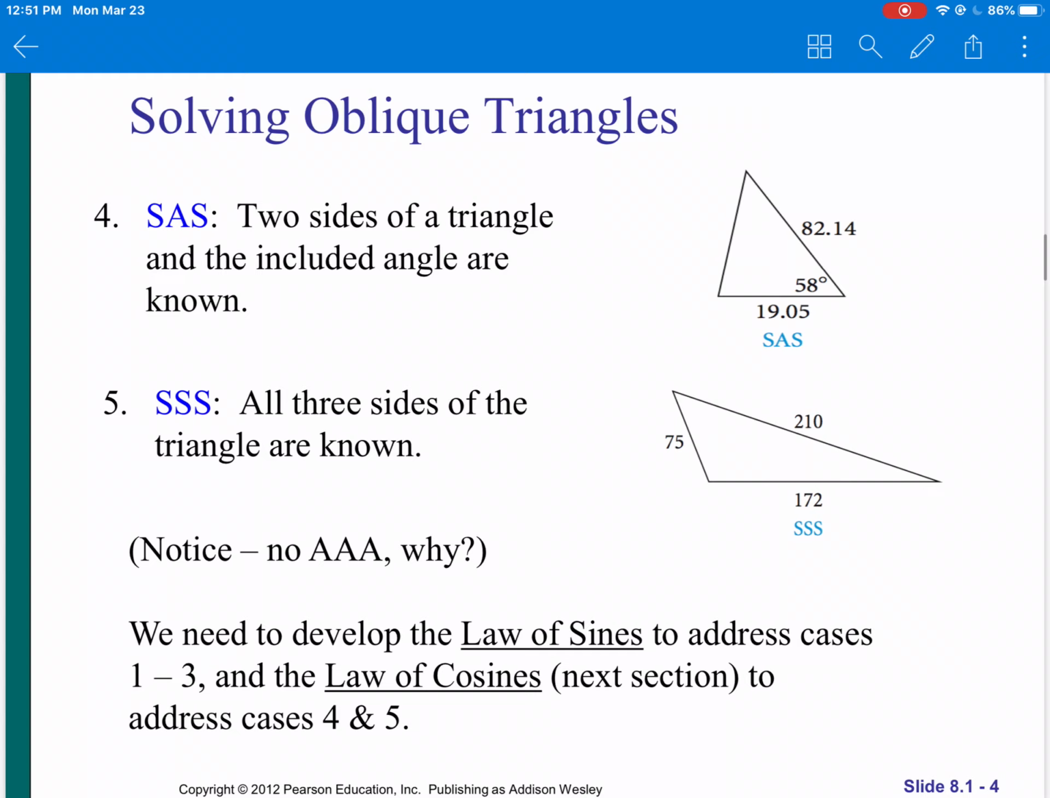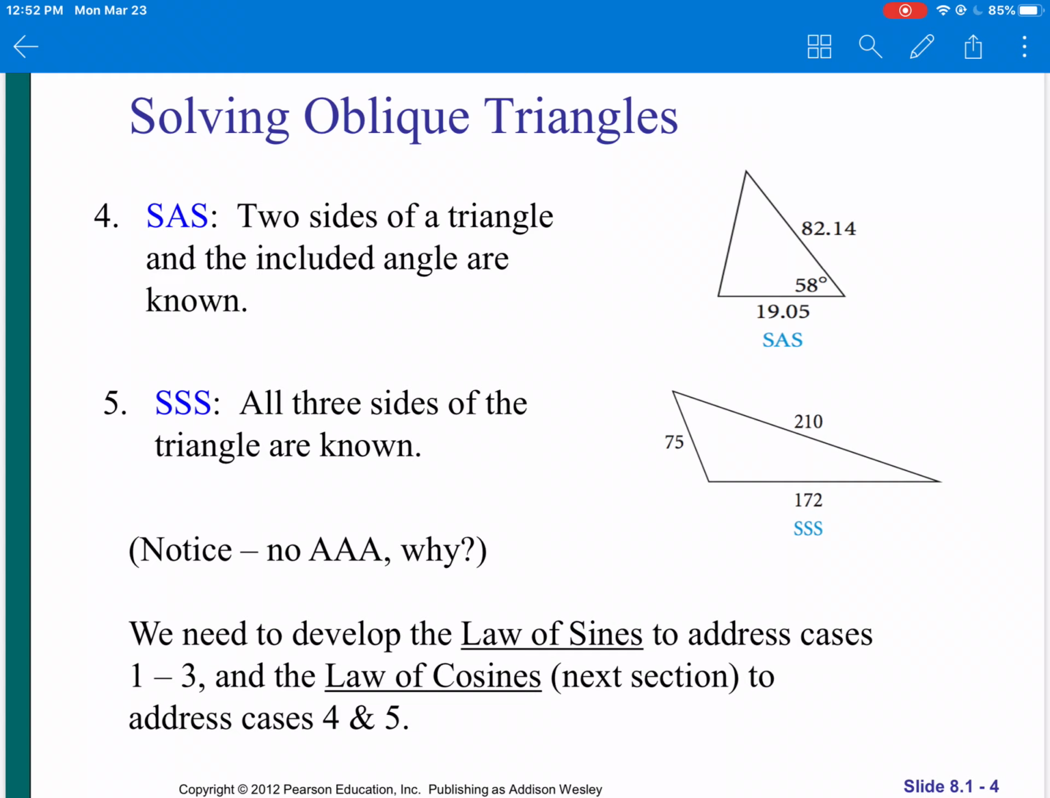Now, we said initially you had to know the length of at least one side. The reason that there's no AAA case, if you think back to when we talked about similar triangles, is that you could have triangles that have the same angle measures and are as big or small as you want to make them. So I can make the triangle larger or smaller and keep the angles the same. And so if I don't know the length of at least one side, then that leads to an infinite number of possible triangles that you could form, if we know the three angles. So there is no AAA case. You have to know at least one side.